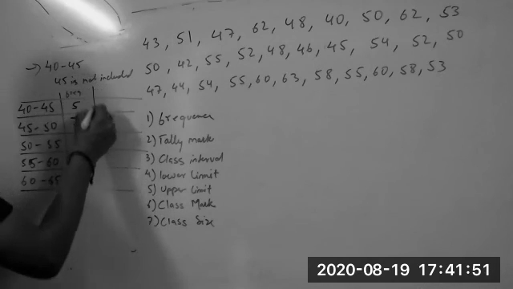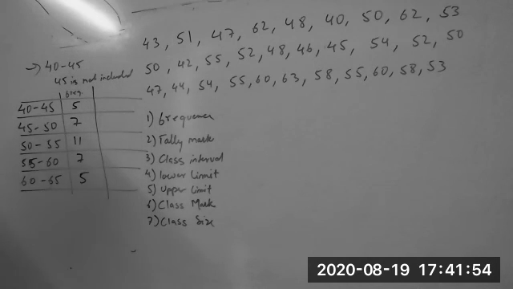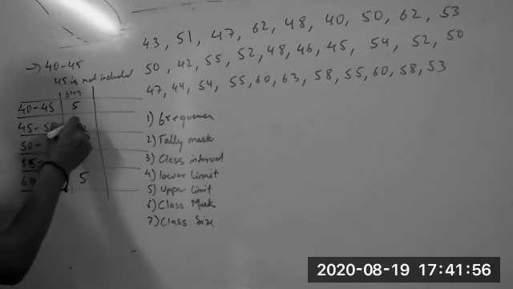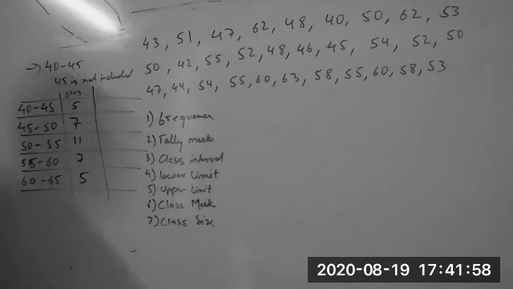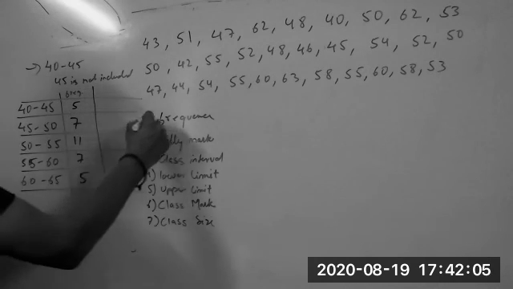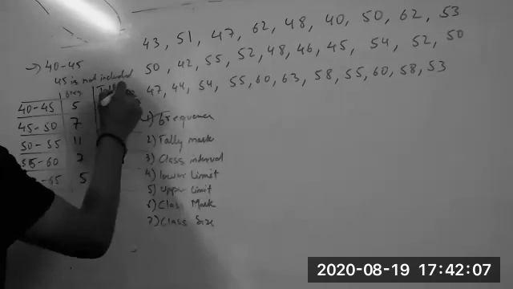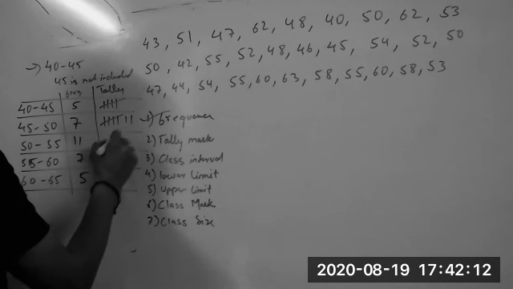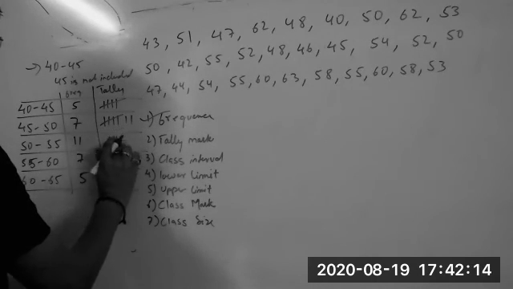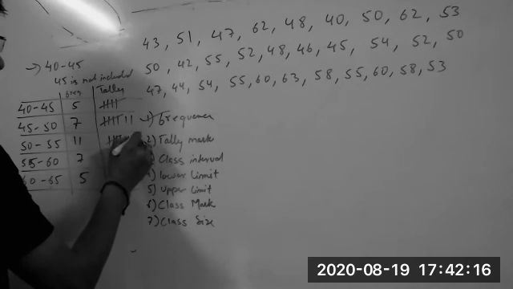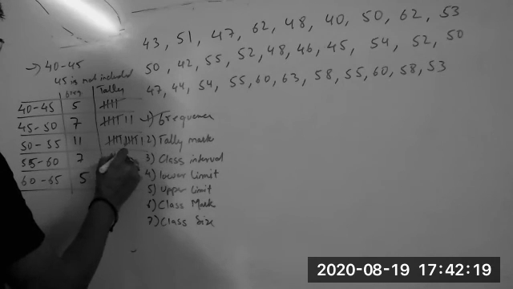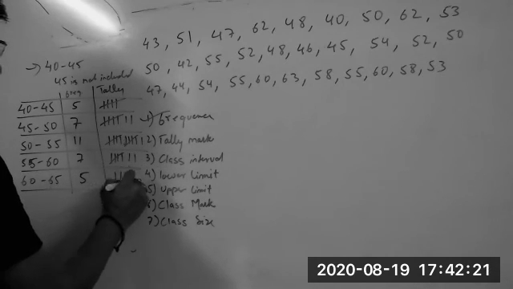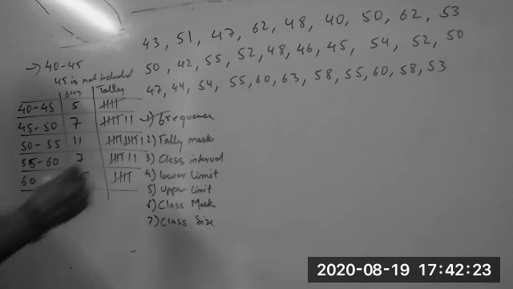This is the only thing, and there is no mathematics. It's all about the accuracy of your counting. Frequency you have done. Tally, so there is no mathematics. 5, then 1 to 7, then 1 to 11, then 1 to 7, then 1 to 5. Tally done.